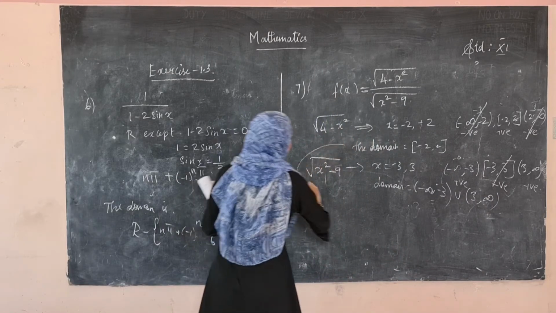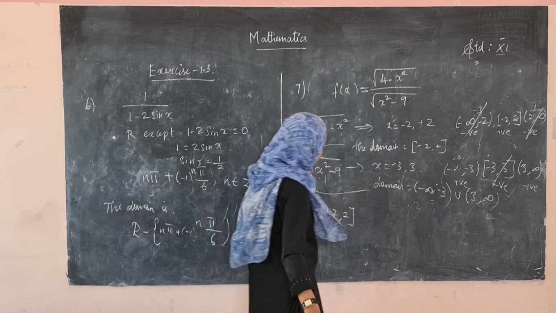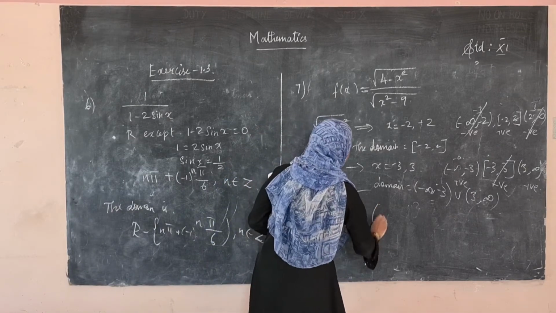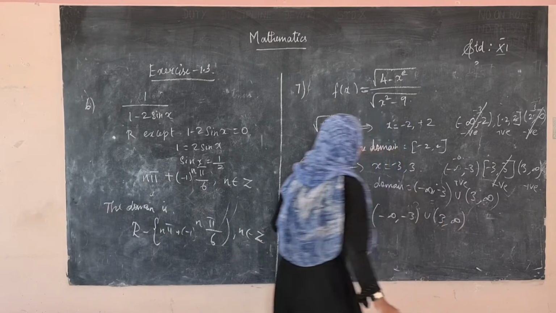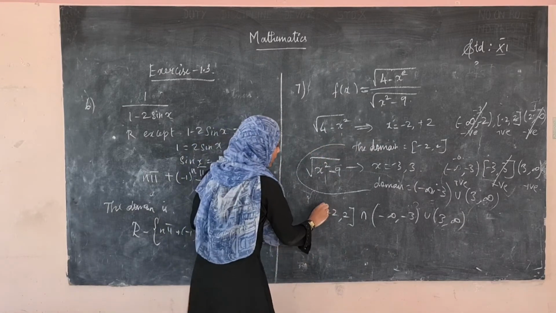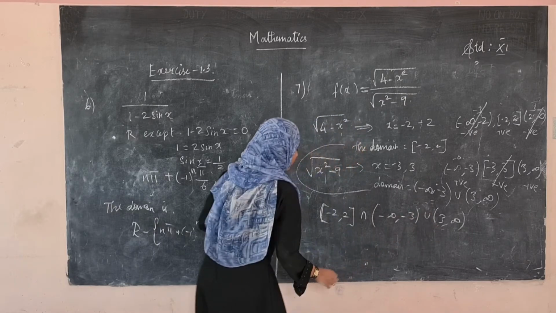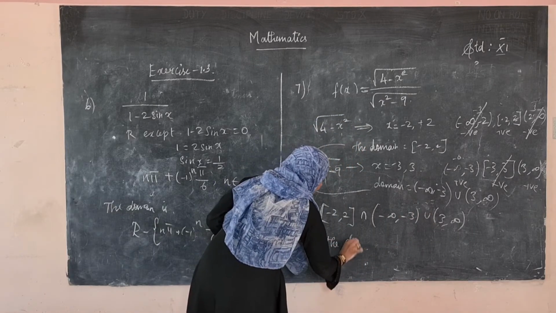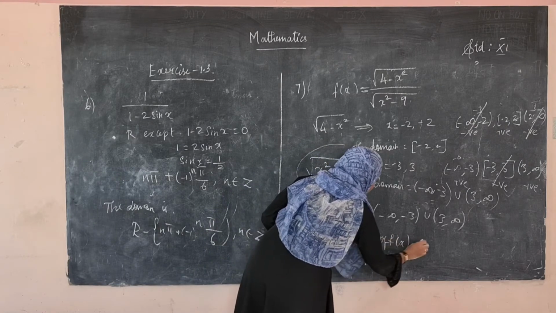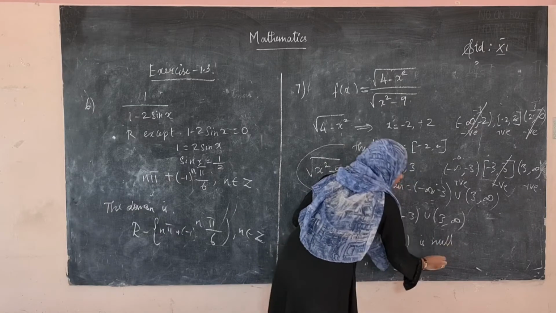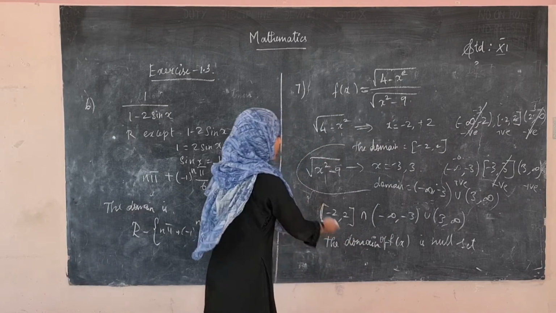So, we are going to combine this and this. That is, minus 2 comma 2 intersection minus infinity comma minus 3 union 3 comma infinity. Is there any common element? See here, this minus 2 comma 2 comes here, but that is not included in this interval. Therefore, the domain is the null set. The domain for the given function f of x is the null set, because there are no common elements, no common intervals here. Therefore, the domain is the null set.